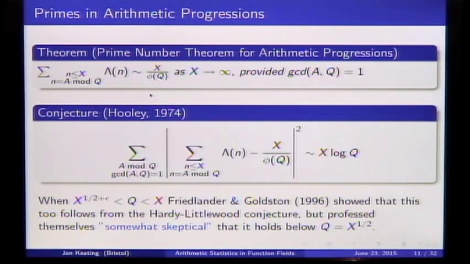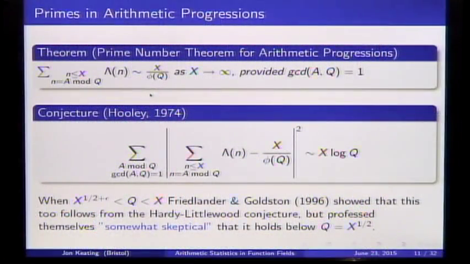Yes, so q has to grow with x. So q can be as small as x to the delta, but delta can't be 0, any positive delta. So q has to grow with x in this context. If q is fixed, then indeed you just get the prime number theorem, which I put above.